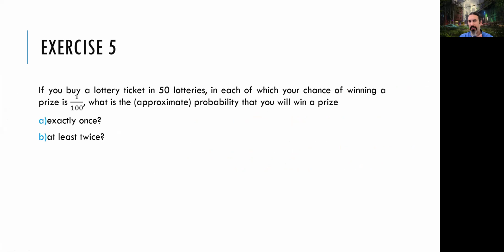Another question. Now, this is an approximation one, and a very common type of question. If you buy a lottery ticket in 50 lotteries, in each of which your chance of winning a prize is 1 over 100. Okay, think of it. This is like a binomial random variable. You are making a trial, and you are making 50 different trials. Each of them has a probability of 1 over 100 to win the prize. What's the approximate probability that you will win a prize exactly once?